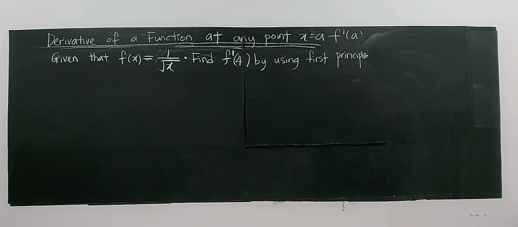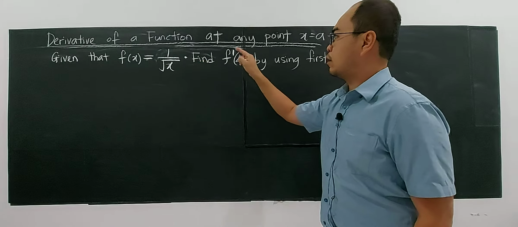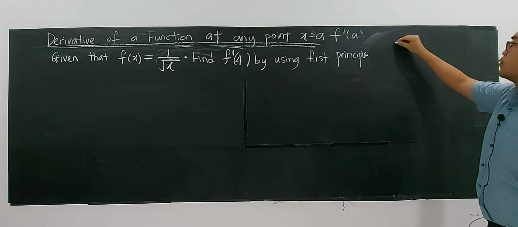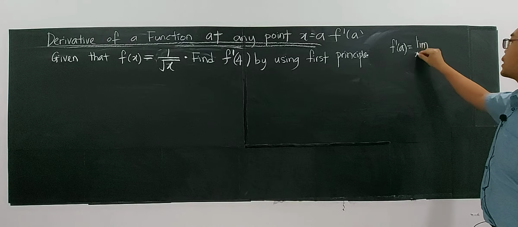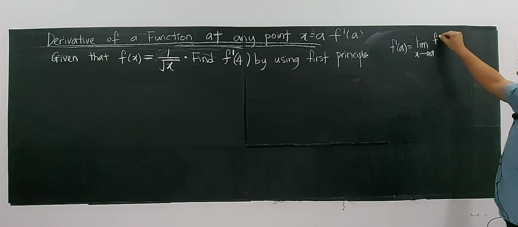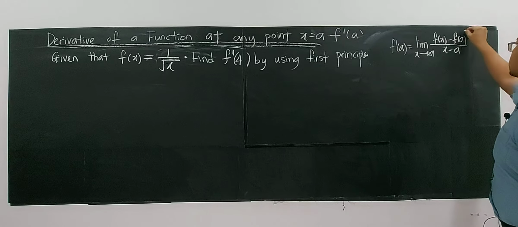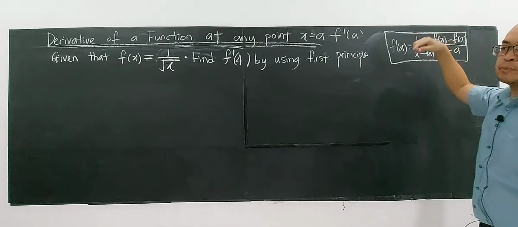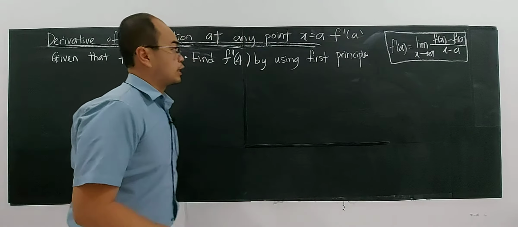Alright, this is the second video where I want to enhance your understanding of first principle, by using first principle to evaluate the derivative of a function at a point. We know that the first principle for a point, f prime a, is defined as the limit as x approaches a of f(x) minus f(a) divided by x minus a. This is the first principle at a point, which I derive from the general form of the first principle. So now, how do we use this formula here?